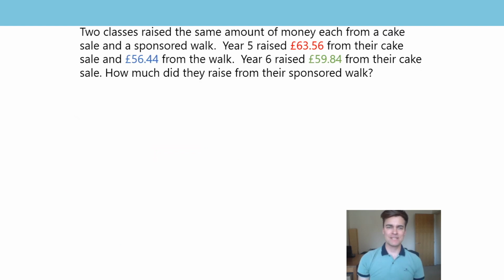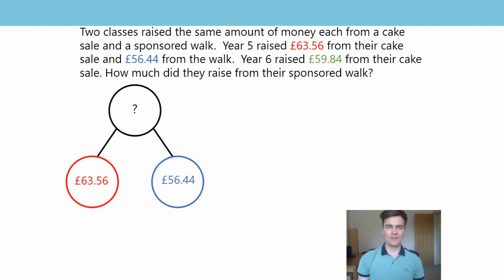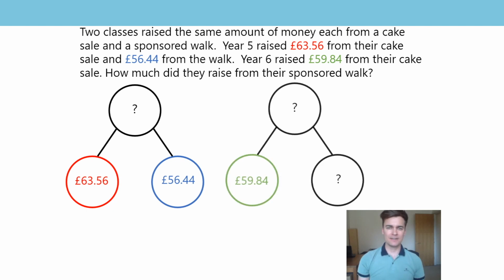Ready? Okay, here's my first part-whole diagram. What does the red amount represent? Year 5's cake sale. The blue, Year 5's walk, and the black, it's going to represent the whole, the sum of those 2 parts. Do we know what that is yet? No. Year 6, what does the green represent?